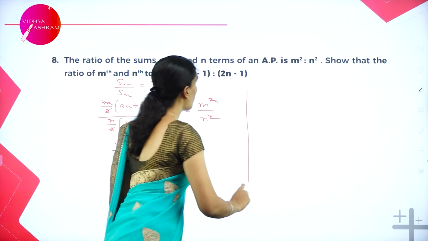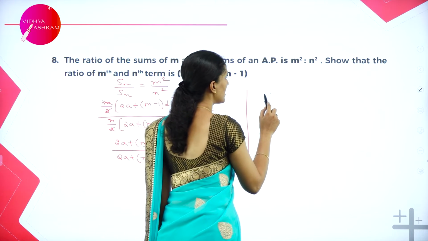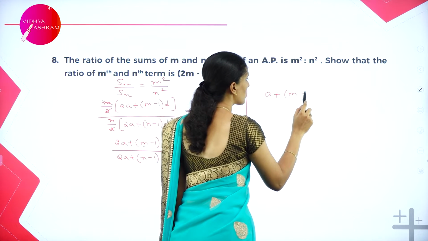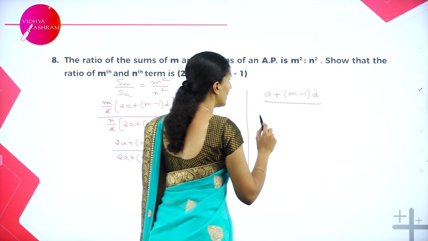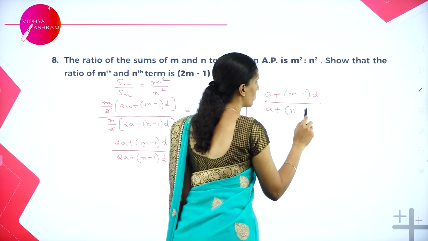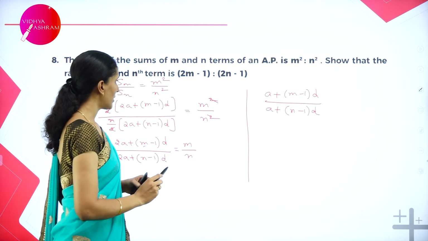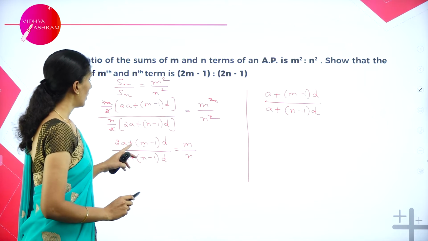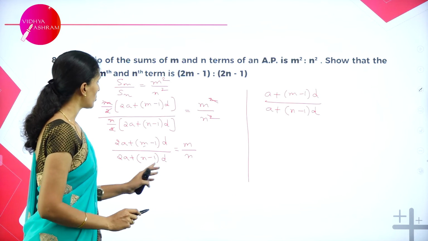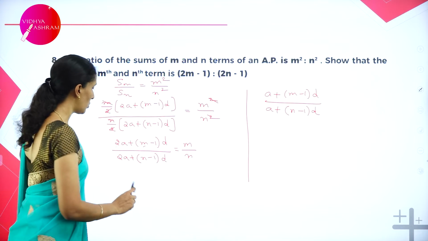Again, how to write the mth term and nth term? The mth term can be written as a plus m minus 1 into d and the nth term can be written as a plus n minus 1 into d. So this is what I have to write now. Comparing these two equations, here I don't need 2, so I will divide the equation by 2 throughout.